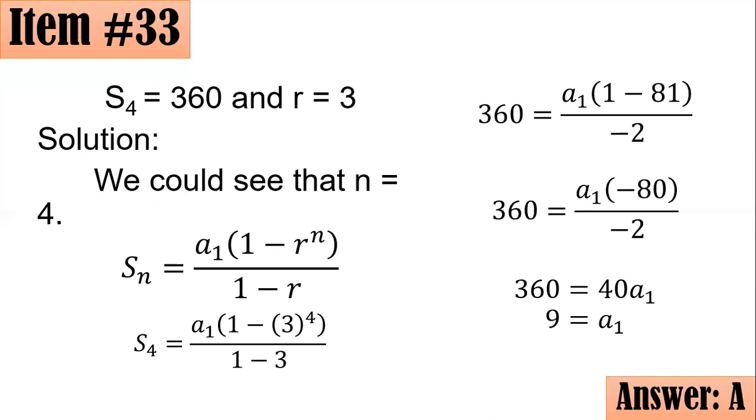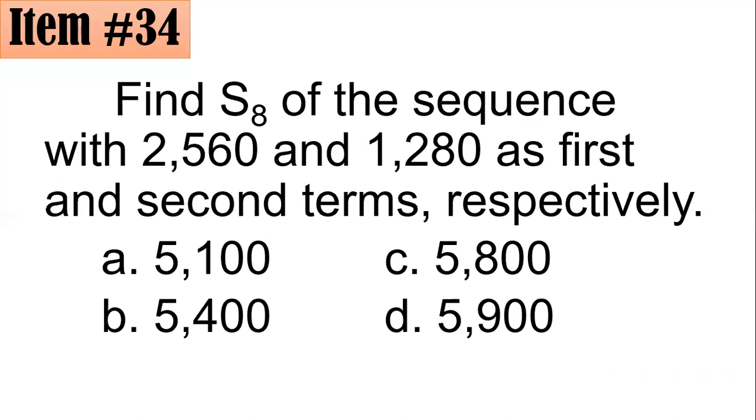34. Find S sub 8 of the sequence with 2,560 and 1,280 as first and second terms, respectively. You could see here that the terms are decreasing. The first term and the second term have the same signs, by the way, and the second term here is smaller for this one.